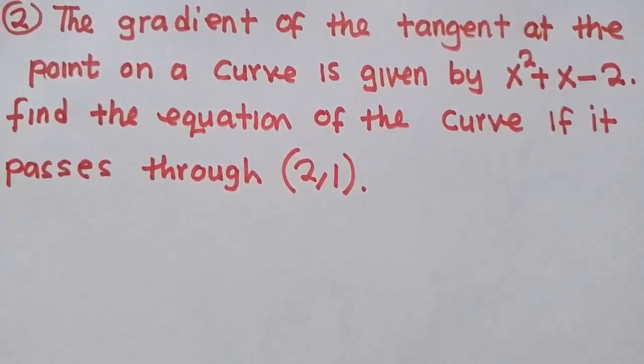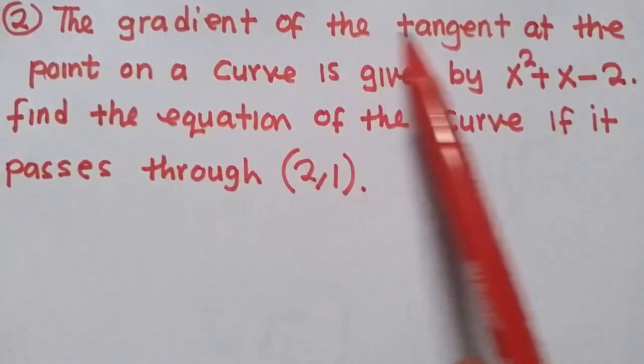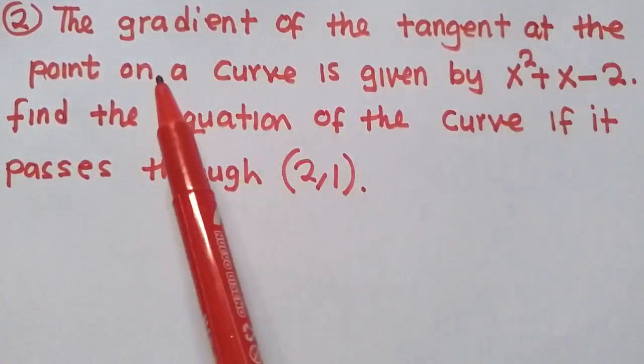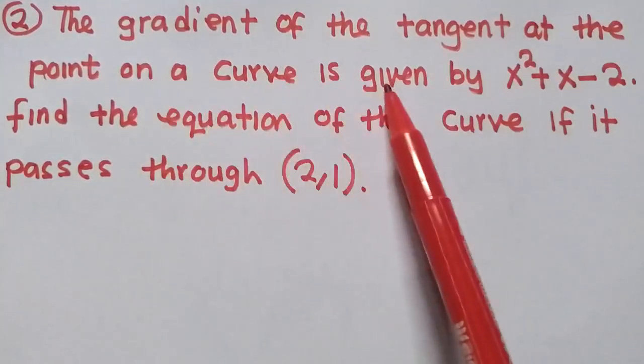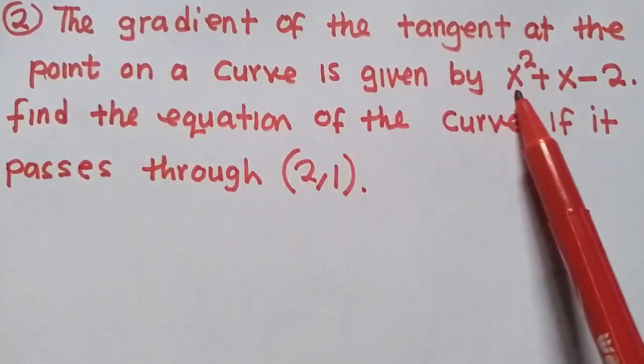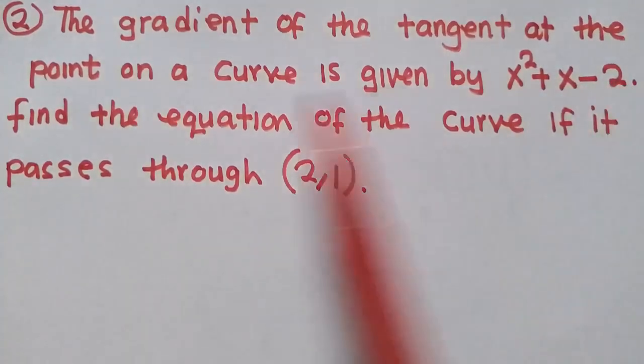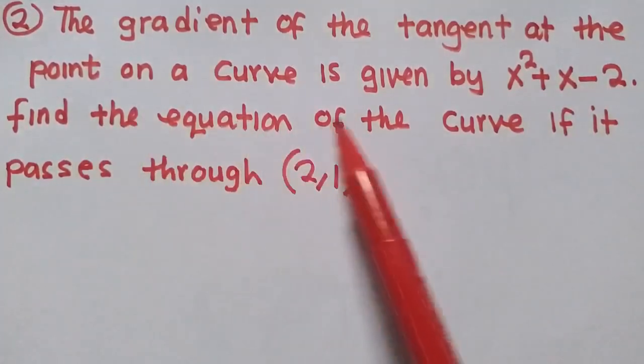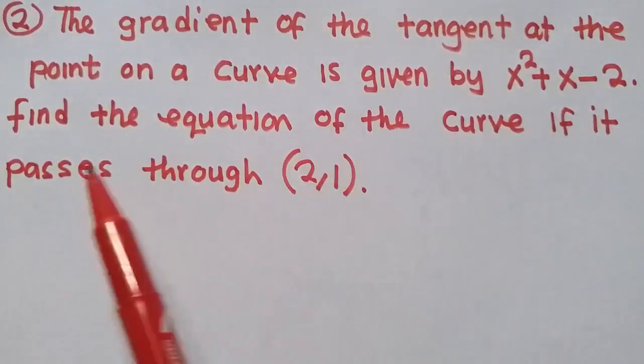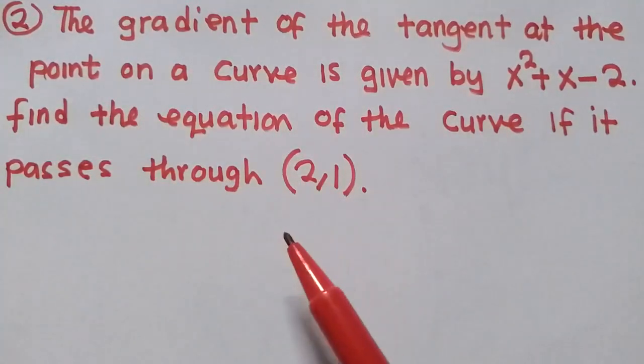So how is the question saying? The question is saying the gradient of the tangent at the point on a curve is given by x squared plus x minus 2. Find the equation of the curve if it passes through (2, 1). This is how the question is.